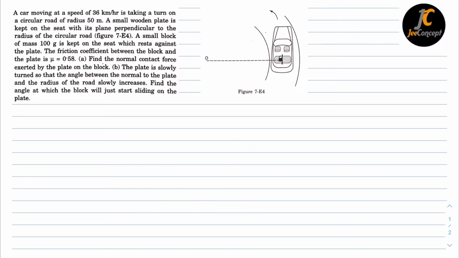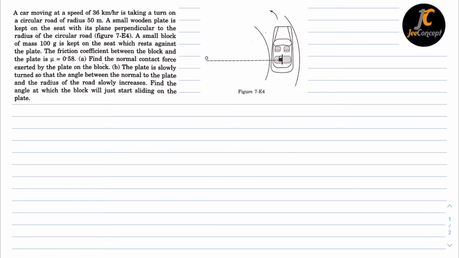So we have to find, number 1, the normal contact force exerted by the plate on the block. Number 2, the plate is slowly turned so that the angle between the normal to the plate and the radius of the road slowly increases. Find the angle at which the block will just start sliding on the plate.